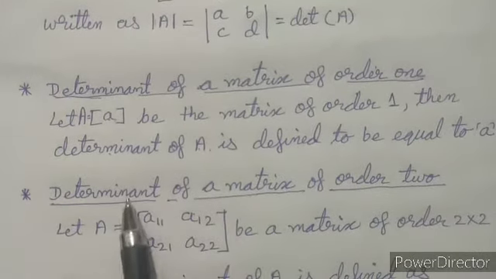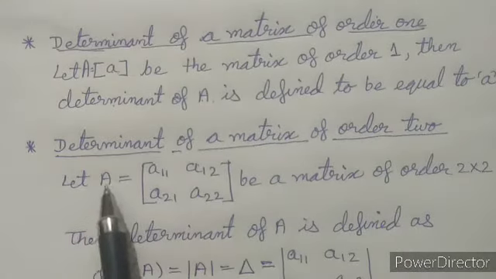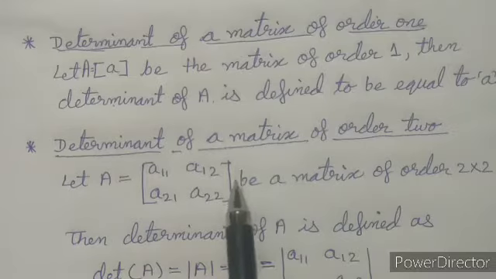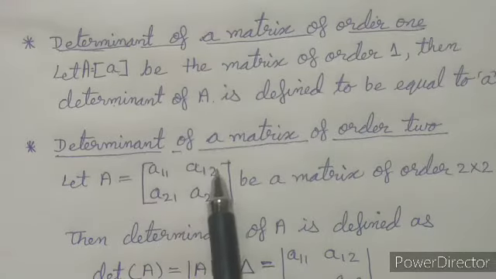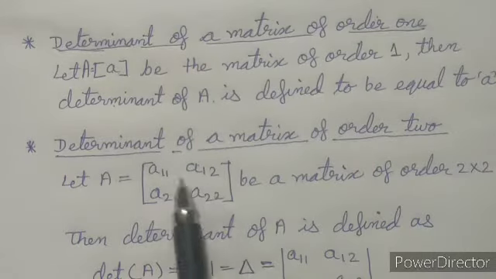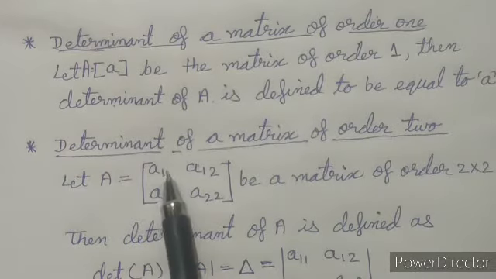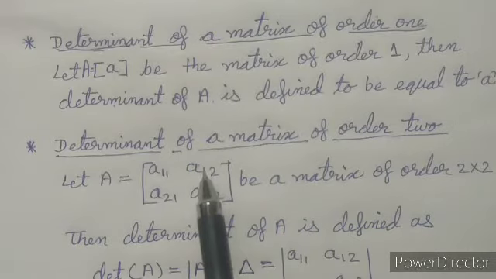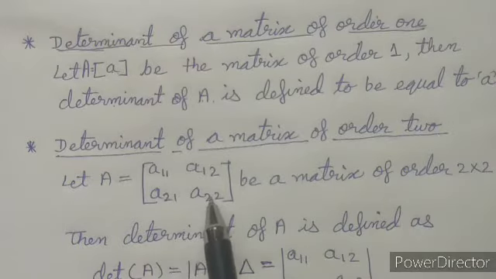Now, second is determinant of a matrix of order 2. Now, if there is a matrix A of order 2 by 2 and its elements are A11, A12, A21, A22. Now, A11 means the element of first row and first column, A12 is the element of first row, second column, A21 is the element of second row and first column, and A22 is the element of second row and second column.